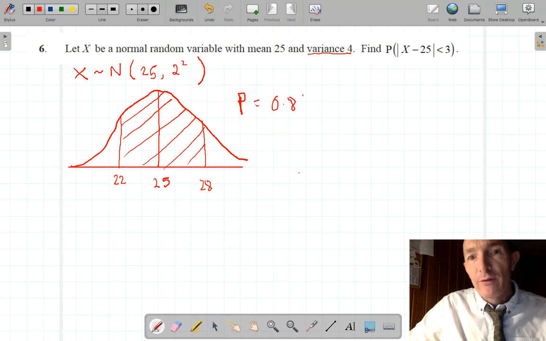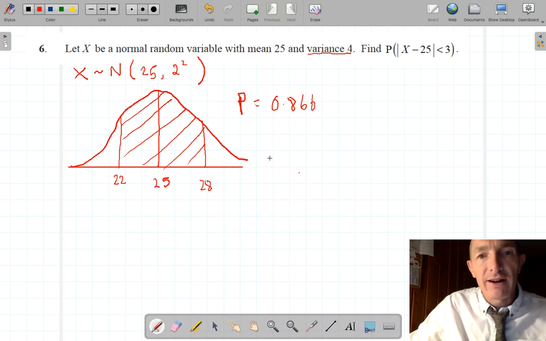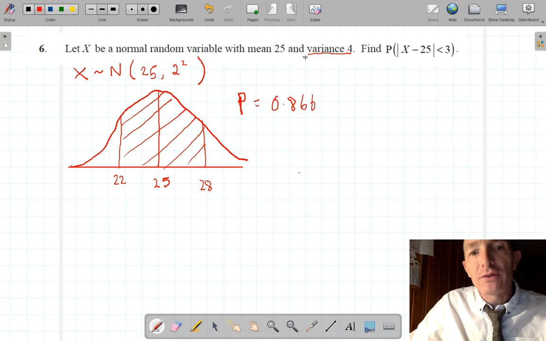Now, if you just write down the answer, probability is 0.866, if you get it right, you'll probably get some marks for that. If you get it wrong, you've lost everything. But with doing all this diagram and demonstrating you understand the question will get you far more marks.